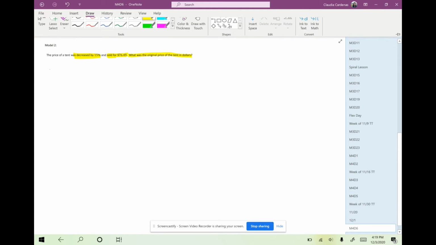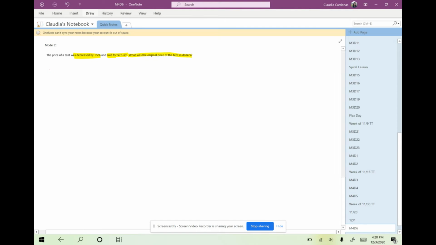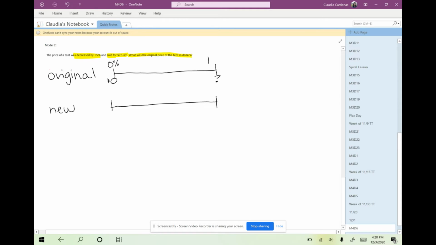So we have two parts. We have an original amount of this tent, and then we have the new number line of this tent. And let's keep both the same length for now. So that's about the same length. And so the original tent was from $0 to some amount that we're not sure. But we do know that that would represent 100% of the price of the tent.